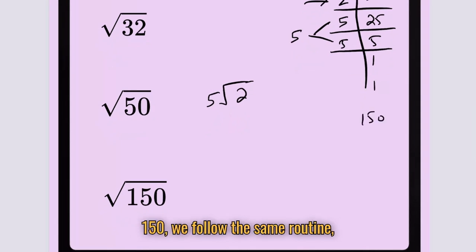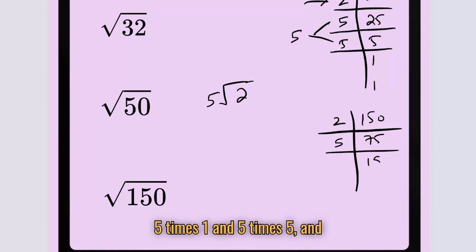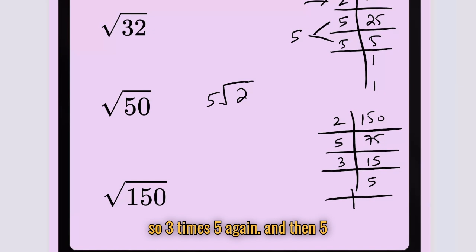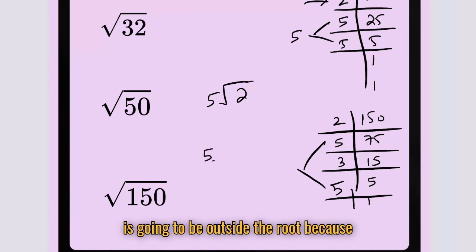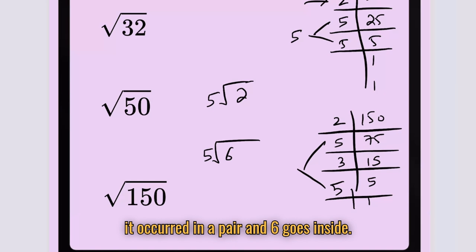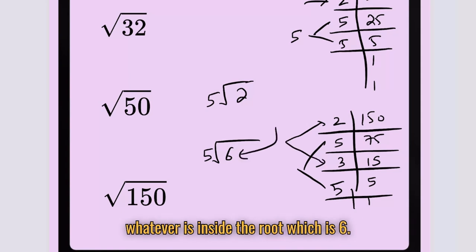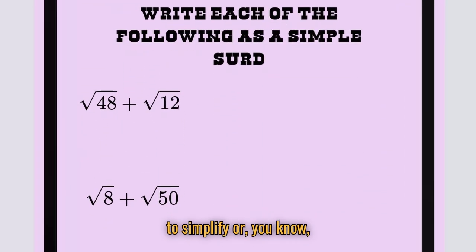And then for root 150, we would follow the same routine. 2 times 75 is 150, and then 5 times 15, and 5 times 3, and then 3 times 1. So I have a pair of 5. This 5 is going to be outside the root because it occurred in a pair, and 6 goes inside. So the numbers which were left over as singles were multiplied to get whatever is inside the root, which is 6.